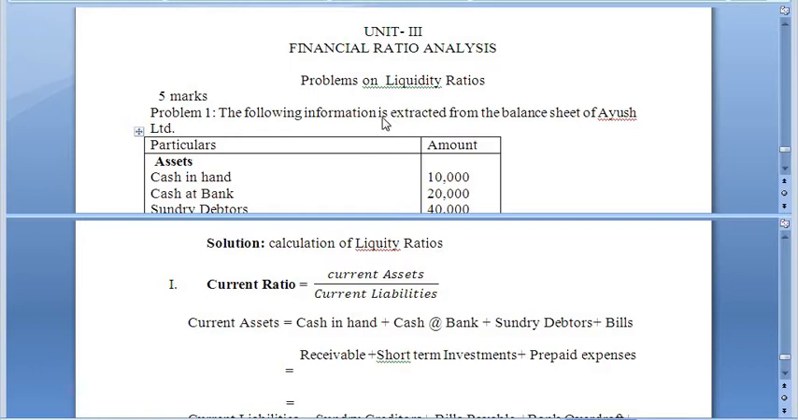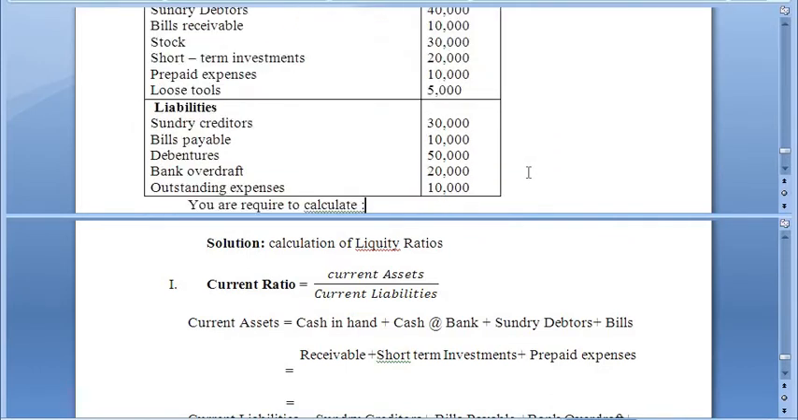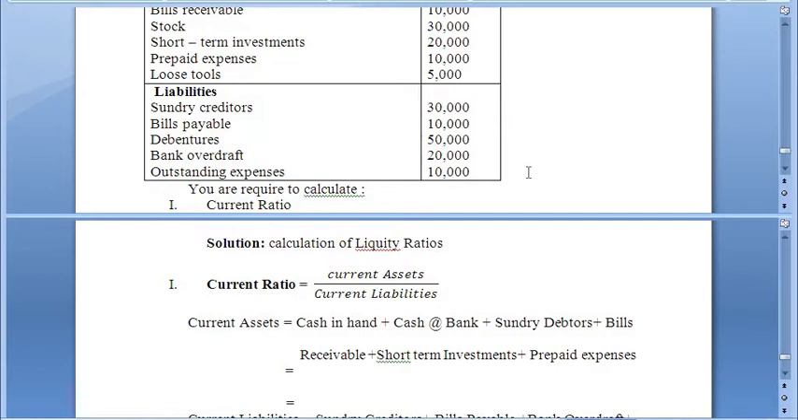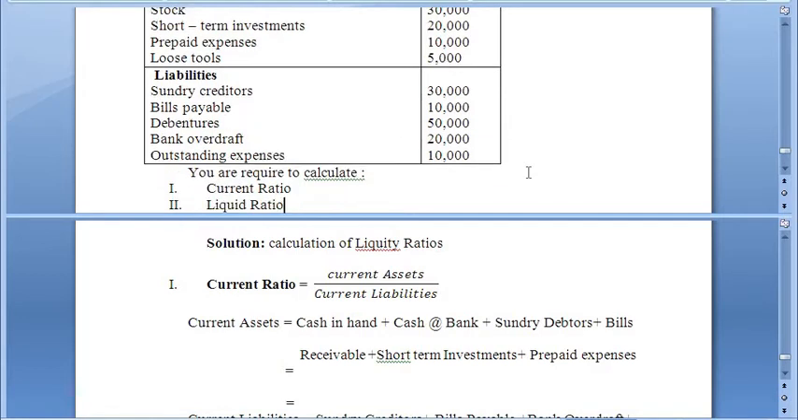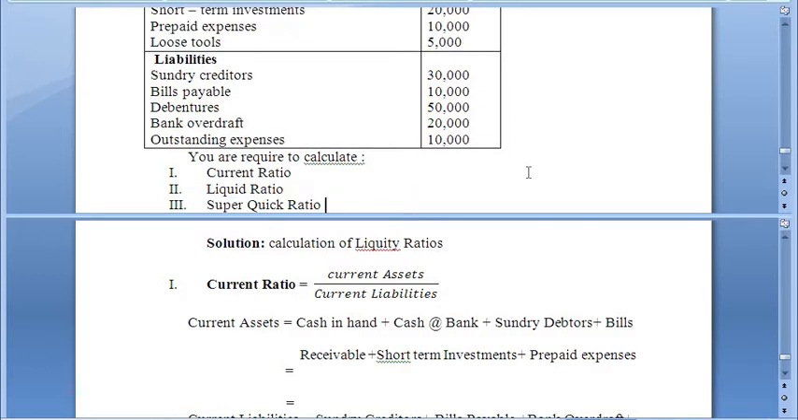Okay, so here is the problem. This problem will come for 5 marks. I will read the problem first. The following information is extracted from the balance sheet of Ayush Limited. On the asset side we have cash in hand, cash at bank, sundry debtors, bills receivable, stock, short-term investment, prepaid expenses, loose tools. On the liability side we have sundry creditors, bills payable, debentures, bank overdraft, outstanding expenses. With the help of this information you have to calculate current ratio, liquid ratio, and super quick ratio.